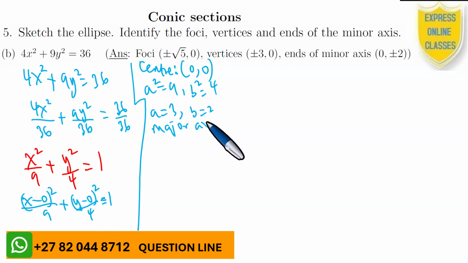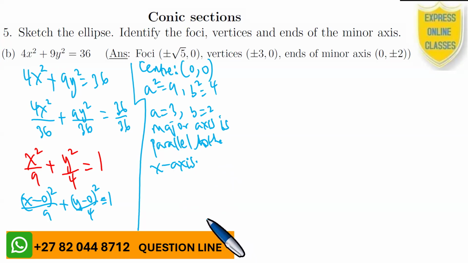So the major axis is associated with the biggest one, meaning the major axis is parallel to the x-axis. Major axis is parallel to the x-axis.